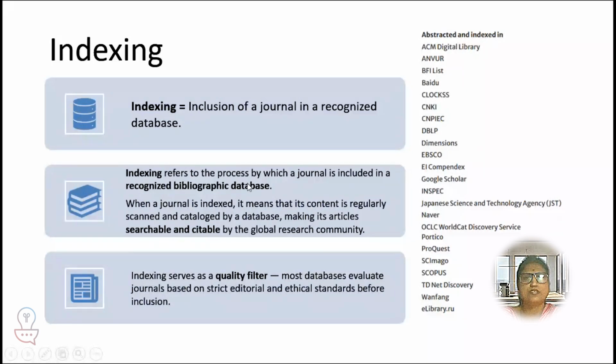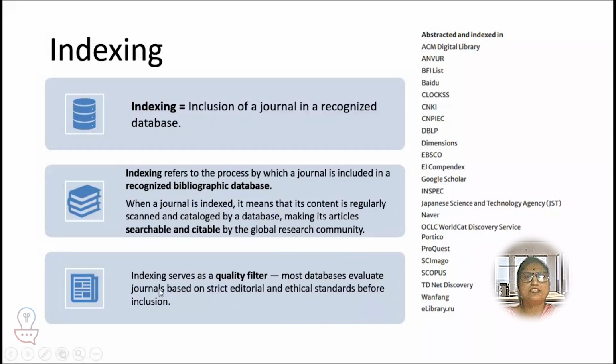Indexing refers to the process by which a journal is included in a recognized bibliographic database. For example, I have mentioned one screenshot that is about the journal's indexing in a particular database. This journal is abstracted and indexed in various databases. When a journal is indexed, it means that its content is regularly scanned and cataloged by a database, making its articles searchable and citable by the global research community.